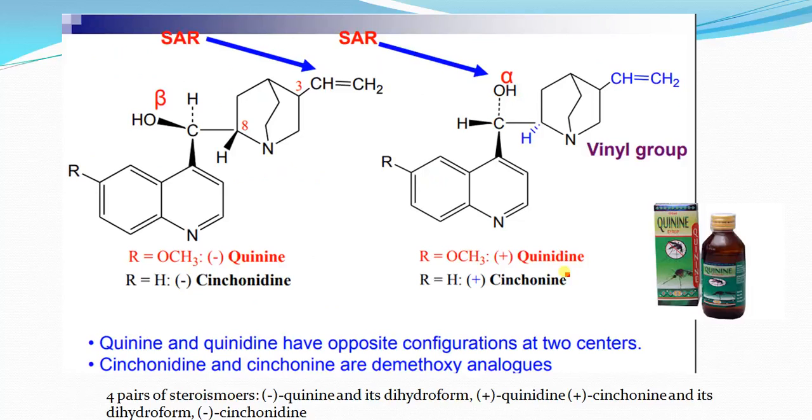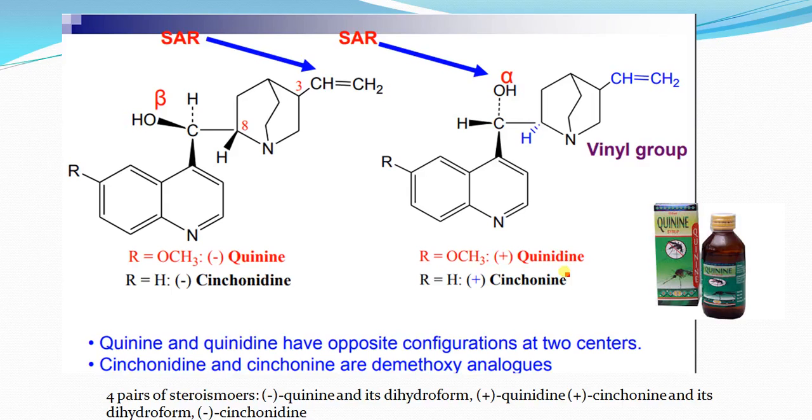The SAR behind these Cinchona alkaloids, quinine and quinidine: as already told, quinine has four asymmetric centers, that is C8, C9, C4, and C3. Quinidine is the diastereomer of quinine, while cinchonine and cinchonidine are analogues of quinine and quinidine. The methoxy group at the 6th position is not essential for activity, and the configuration at C3 and C4 is also not essential for this biological activity.